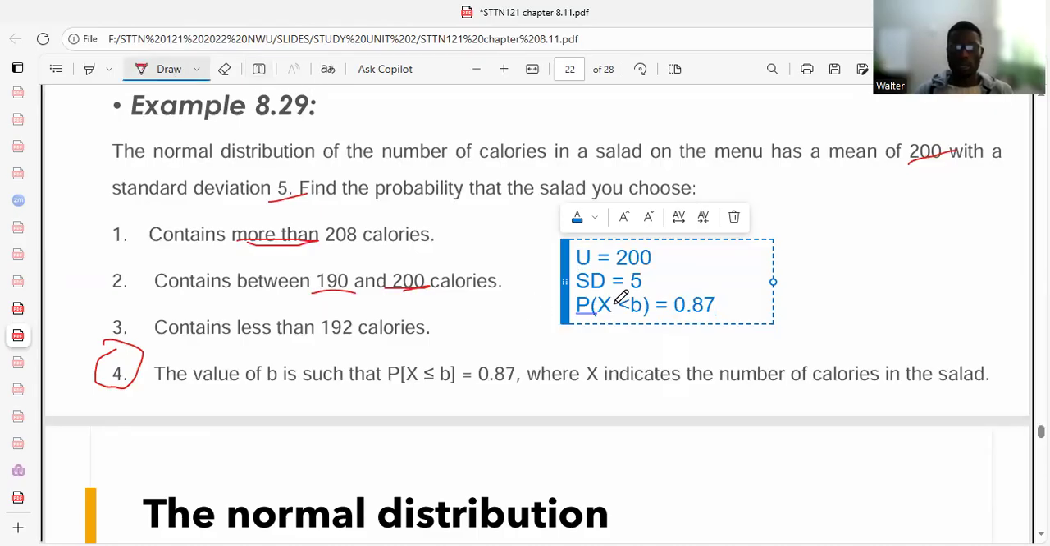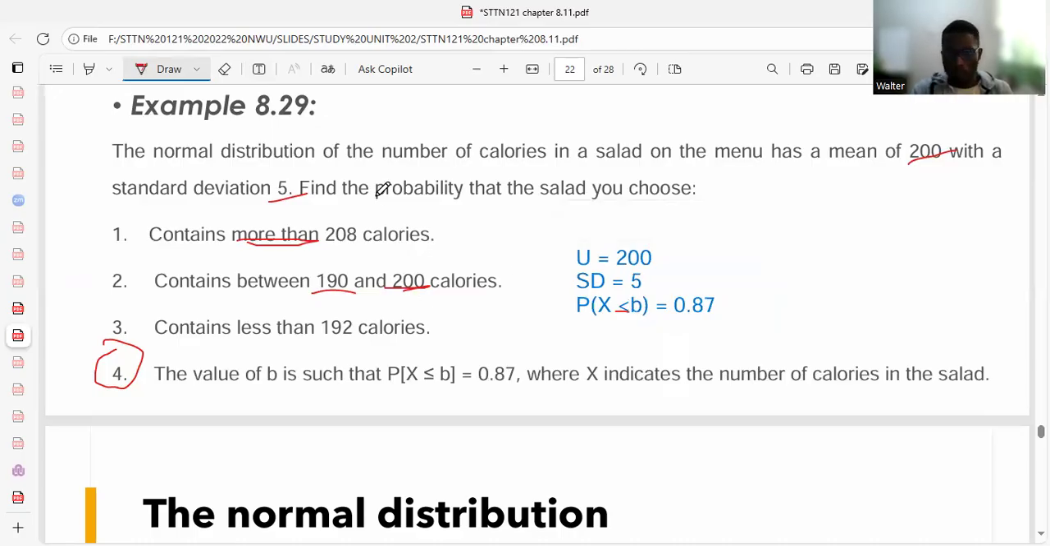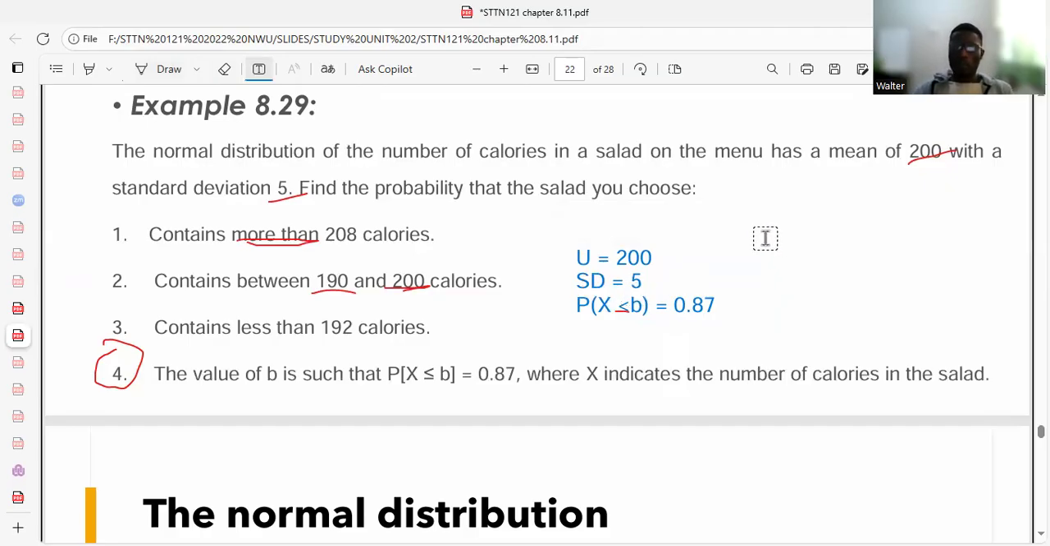Let me put the symbol less or equal to. Okay, less or equal to. Now look at this one. Interesting question. Now look at this. The question is, we know the formula.